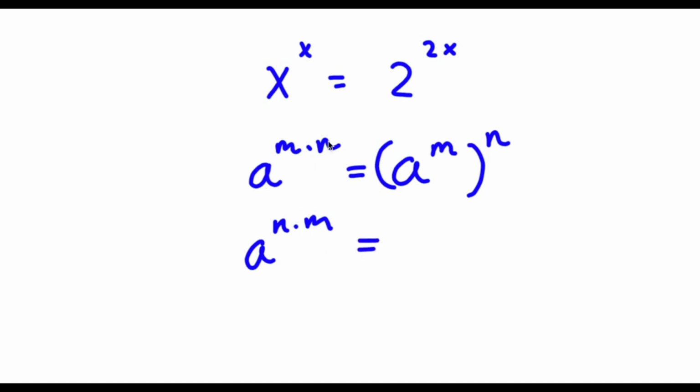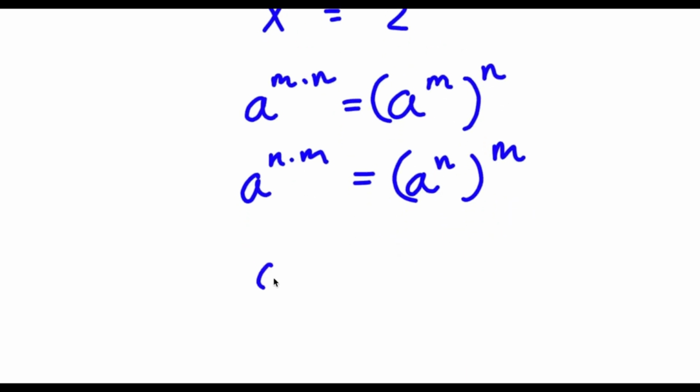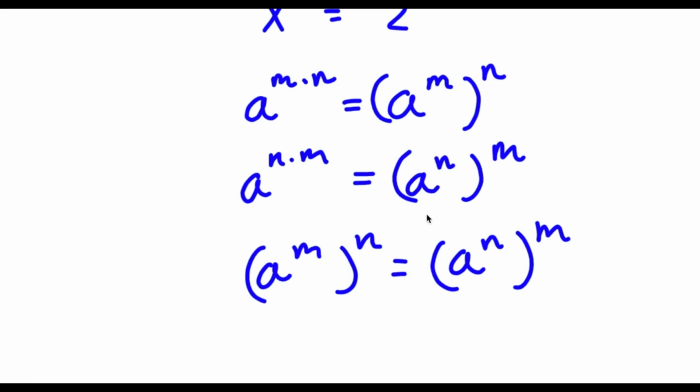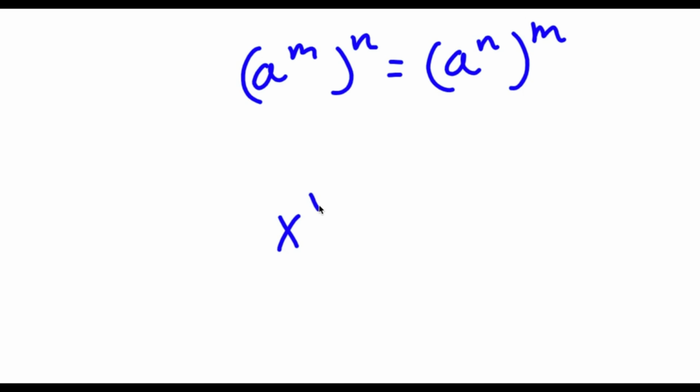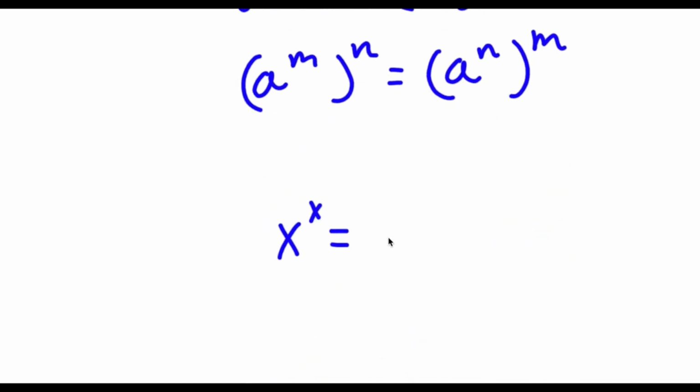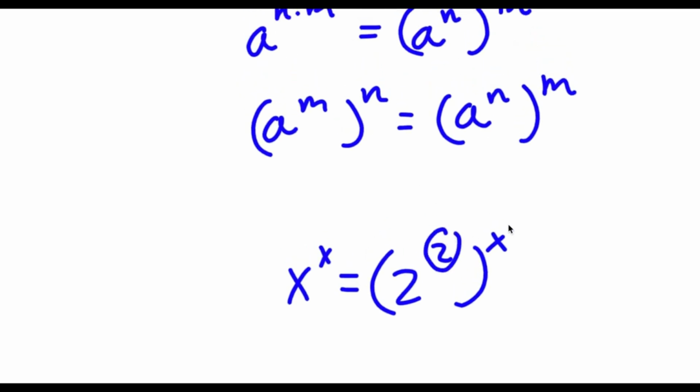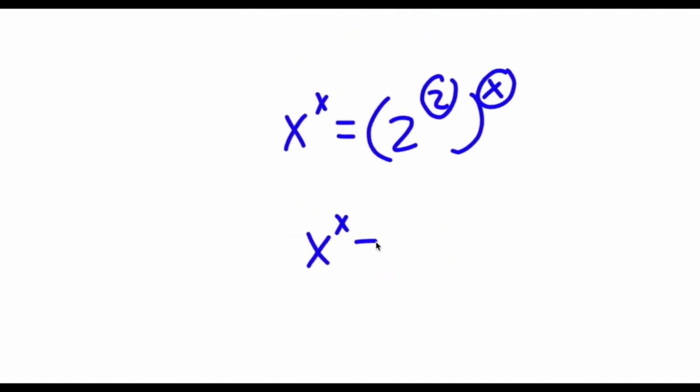So if a to the power of m times n is equal to a to the power of m to the power of n, this means that a to the power of n times m is going to equal a to the power of n to the power of m. And this also means that a to the power of m to the power of n is equal to a to the power of n to the power of m. So in this case, I have 2 to the power of 2x. So this is the same thing as 2 to the power of 2 to the power of x. And I can also switch these two. So this is the same thing as 2 to the power of x to the power of 2.